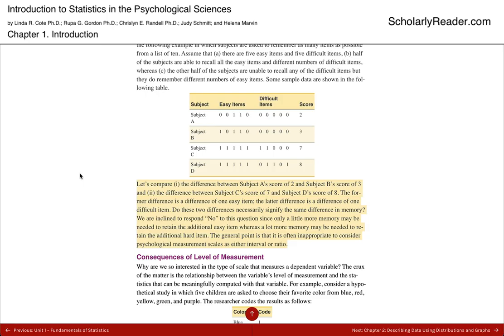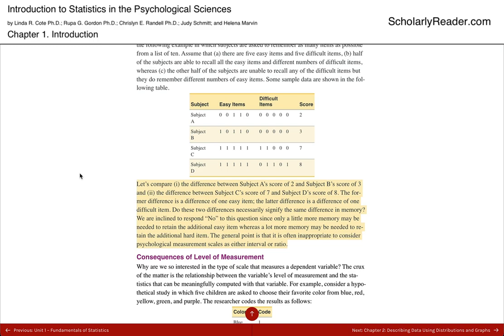Let's compare 1, the difference between subject A's score of 2 and subject B's score of 3, and 2, the difference between subject C's score of 7 and subject D's score of 8. The former difference is a difference of 1 easy item. The latter difference is a difference of 1 difficult item. Do these two differences necessarily signify the same difference in memory?